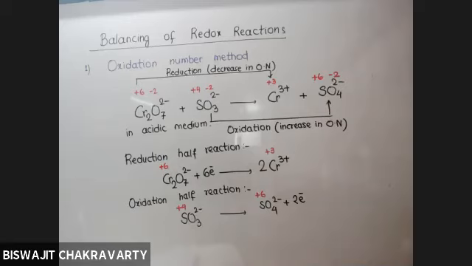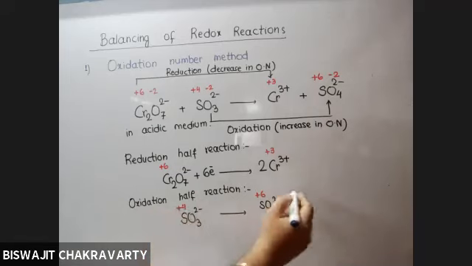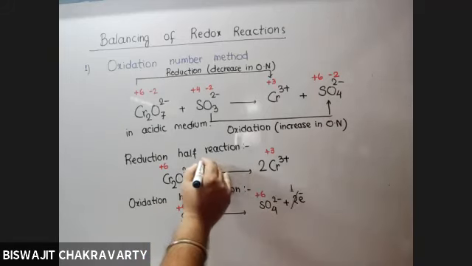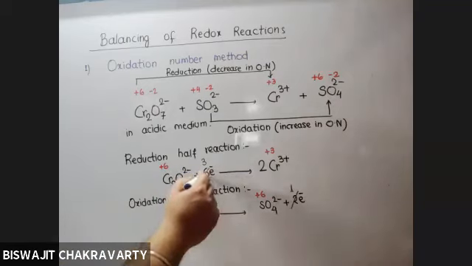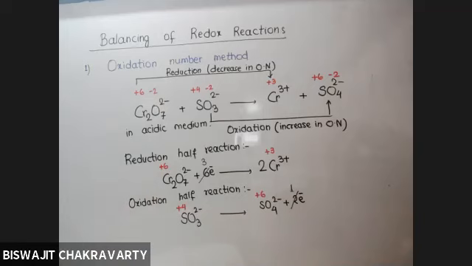See, up to this much, is it understood or not? Yes, sir. So here if you see, the first equation has 6 electrons and the second one has 2 electrons. So they can be further simplified as 1 and 3, or not? Yes, sir. 2 3s are 6, isn't it?